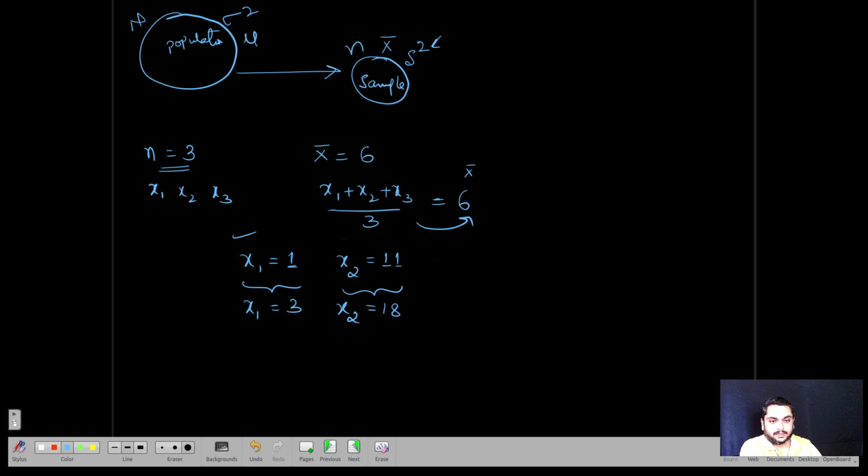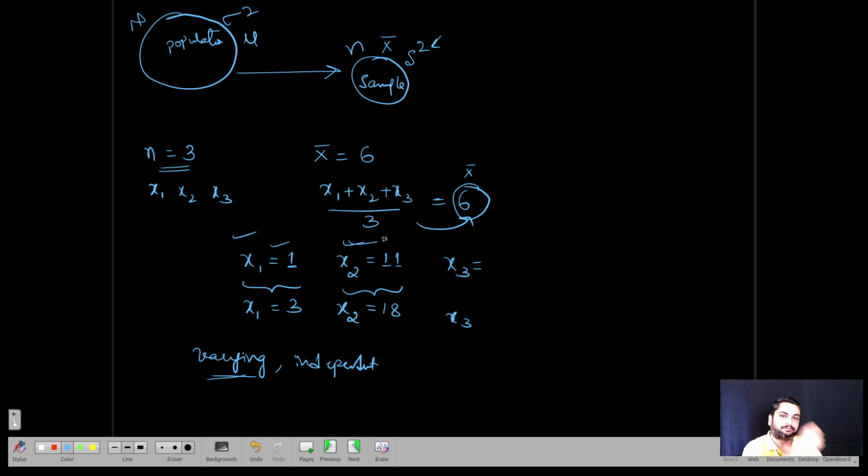These x1, x2 can take any values. That means they are varying. They can be varied. They are varying, independent. I can vary this too, right? Now, for this, what should be the x3 value such that I'll get 6 as the mean? Are you getting the point?